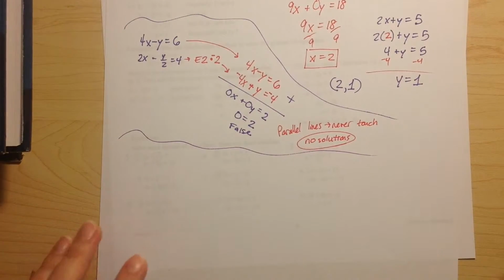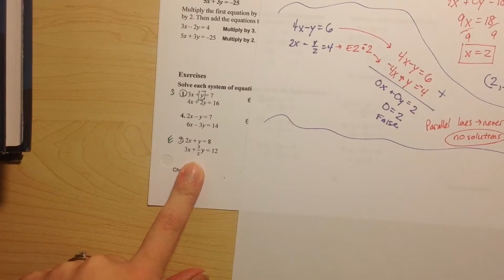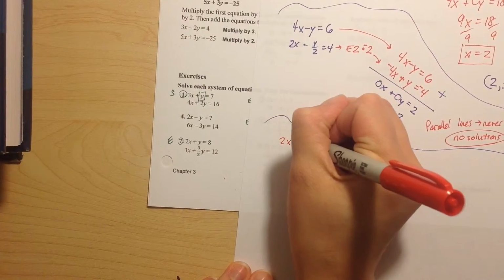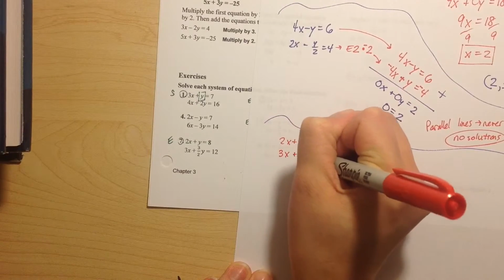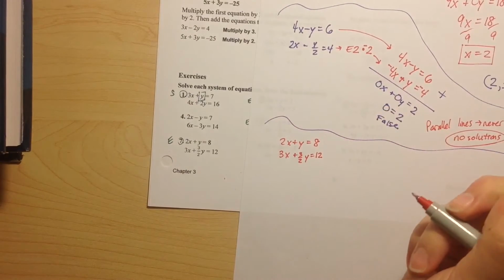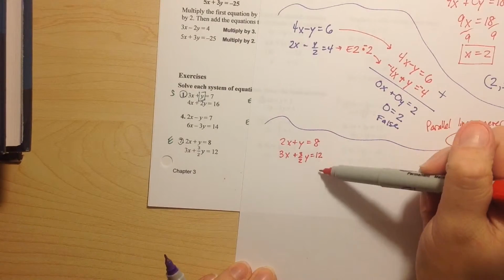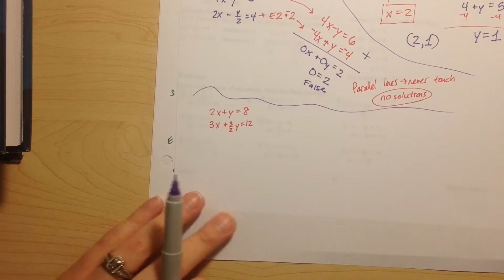Let's go for my last one. My last one here. Let's go for number 7. And I picked this one just because there's a fraction involved. So we have 2x plus y equals 8. 3x plus 3 halves y equals 12. Also, just a heads up, all of these have been easy in that the x's, y's, and numbers have been lined up nicely. If ever there is a time where they're not lined up nicely, you should fix that before you continue.